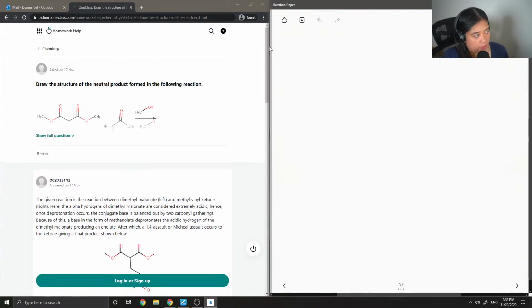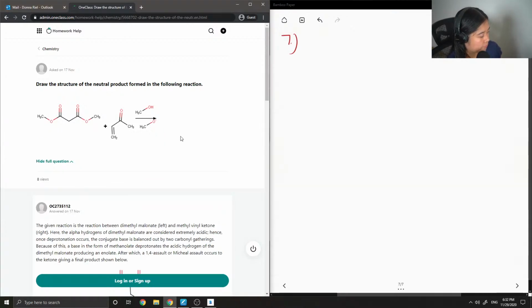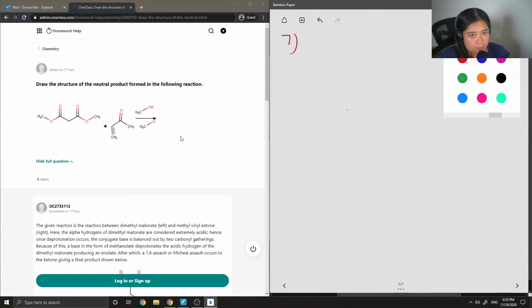On to question 7. Draw the structure of the neutral product formed in the following reaction. Okay, so we have a compound here that contains 2 ester groups. And you'll also notice this methyl vinyl ketone. And then they also react with methanol. So let me just draw out our first reactant.